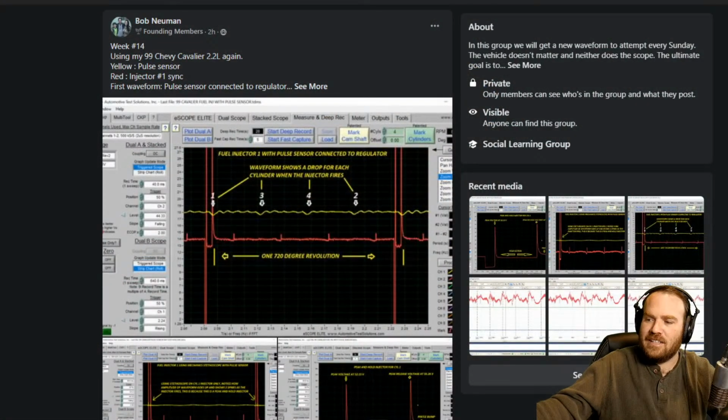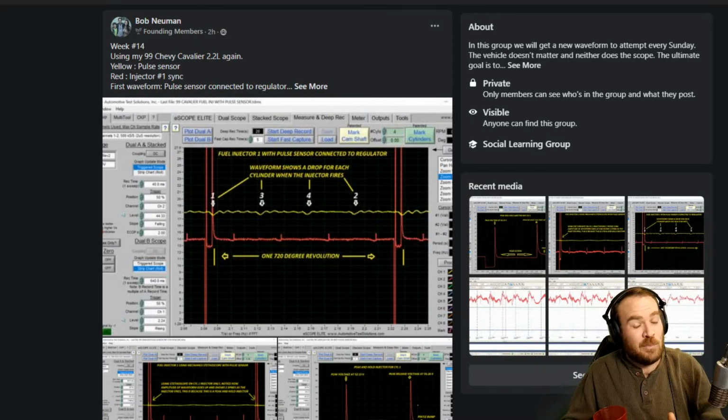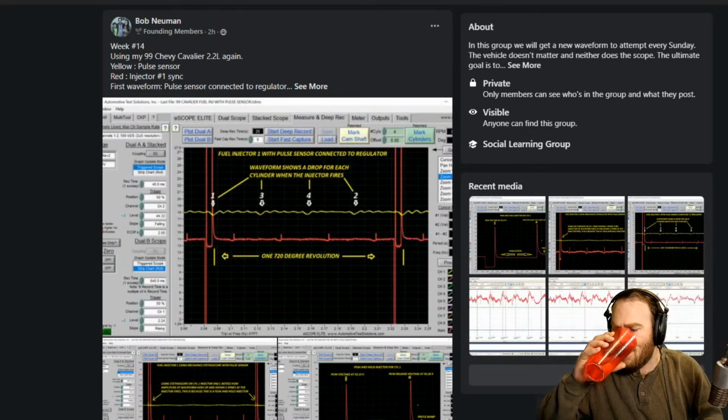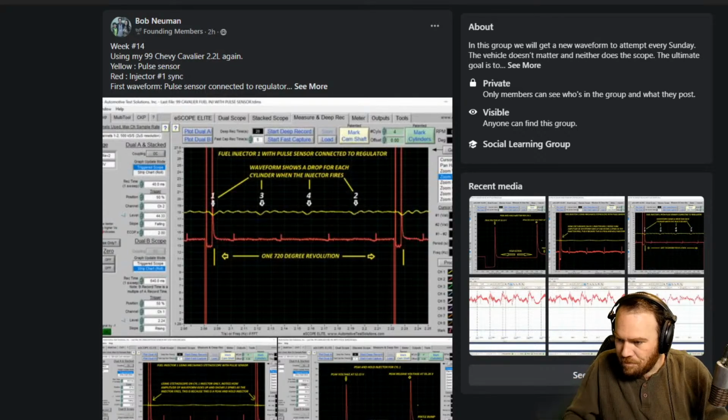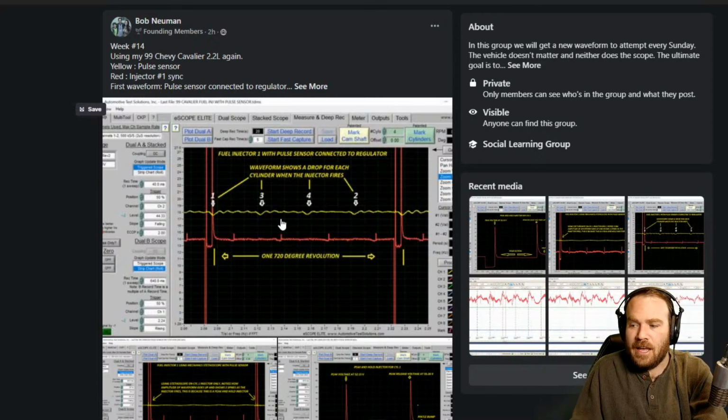Okay, Bob Newman has a 99 Chevy Cavalier. This is his typical test vehicle, which is good because it shows good results on pretty much every test that we've done so far. Yellow is, I'll blow this up in a second, Yellow is going to be his pulse sensor, and red is the injector number 1 sync.